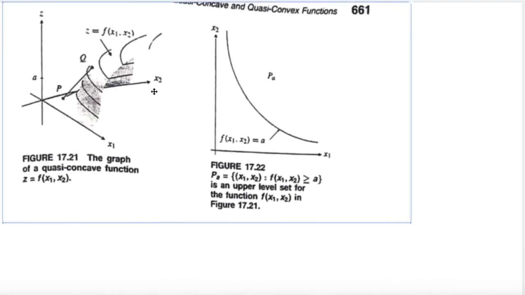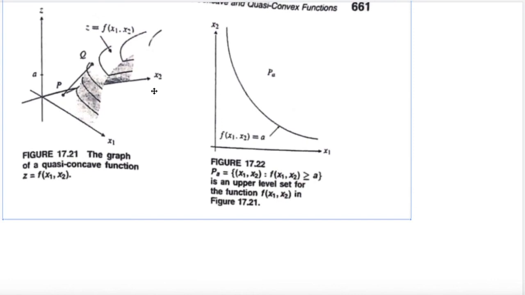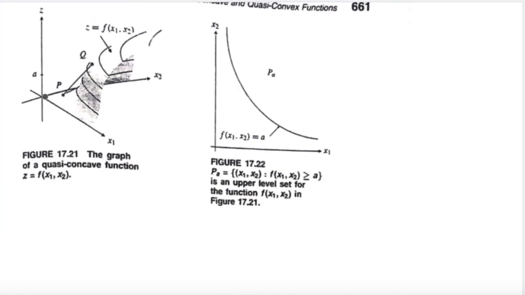If you look at this figure, on the left side you will notice that there is a surface given over three dimensions. So this is the kind of function that you have, z is equal to f of x1, x2. You will notice that this is not a concave function, because if you join two points here, for example P and Q, then the line segment between these points on the graph lies above the graph. They are lying above the graph, and hence this is not a concave function.